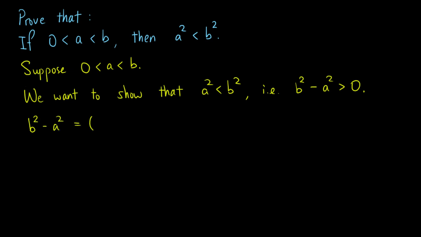This is because we can factorize b squared minus a squared as (b minus a) times (b plus a). By assumption, a is less than b, so b minus a is positive. Also, both a and b are positive, so b plus a is positive. Hence, b squared minus a squared is a product of two positive numbers, and so it's also positive. In other words, a squared is less than b squared.